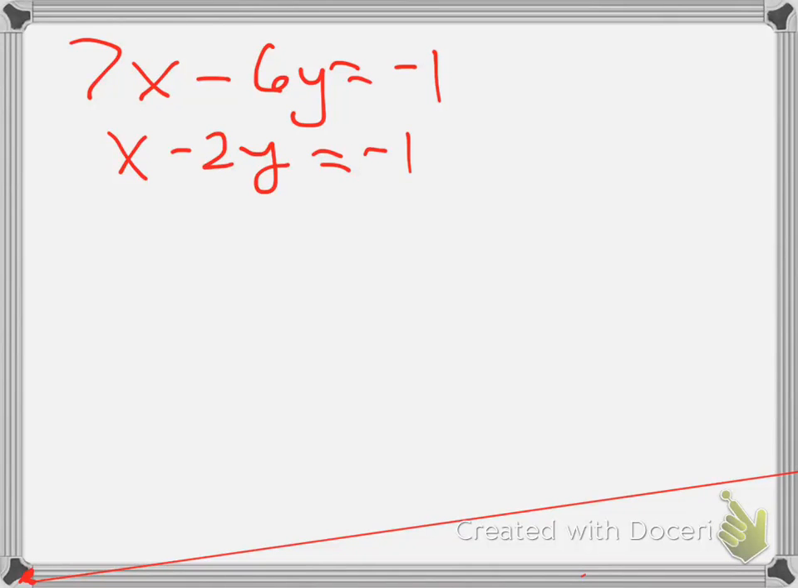Alright, kiddo, here we go. These are a little trickier. So if we take this second equation, we can solve for x. Okay? So to do that, we're going to add 2y to both sides.